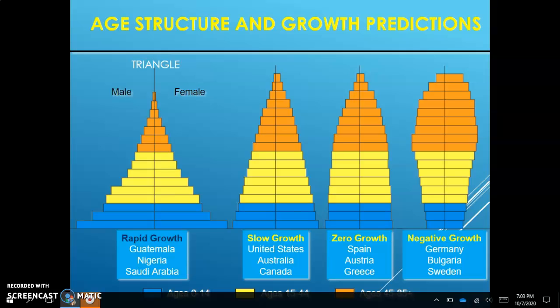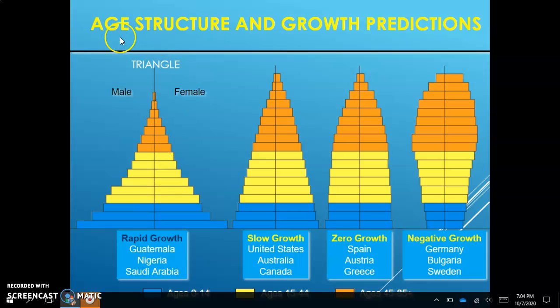And then negative growth is almost an inverted pyramid. So you have a wider top and then a slimmer bottom. This is things like Germany, Bulgaria, Sweden, also Japan. Japan has a declining population growth, and this is where you get those issues with elderly care and having enough of a population to take care of older people.